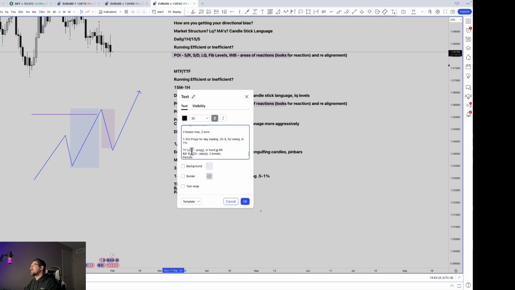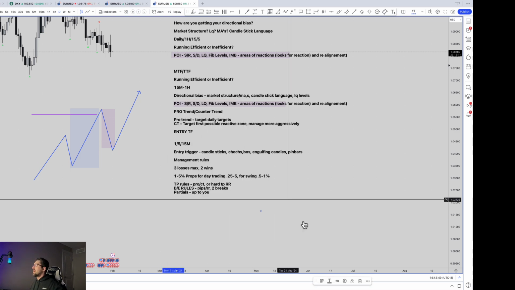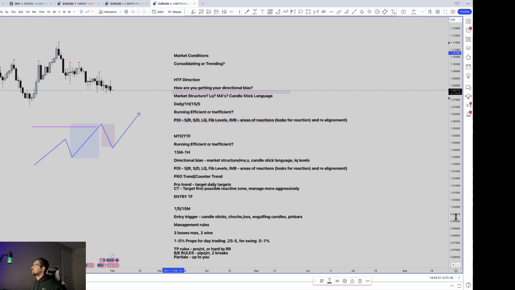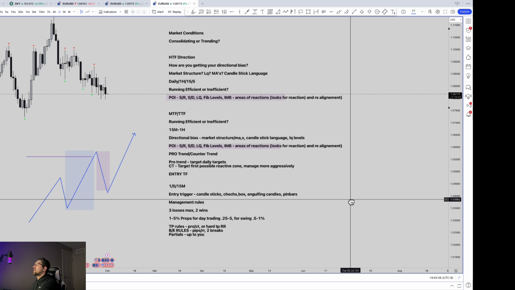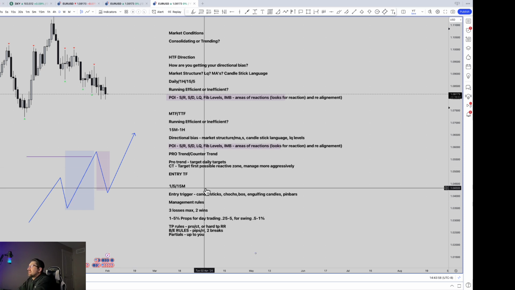Partials, it all depends if you're a partial type of person or not. If my trade's 2 to 3R, I don't take partials. If I'm going for like a 4 or 5R, I will definitely take 30% off at 3R and go break even, just in case the trade doesn't work out. So again, partials are up to you. You can see how generic I've kept this, and that is because this is how simple it can be.